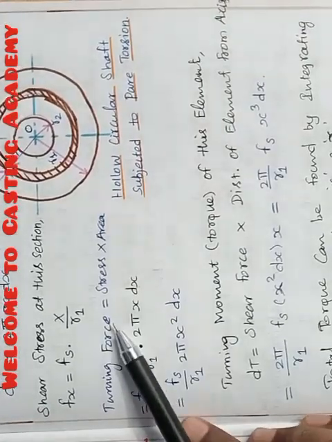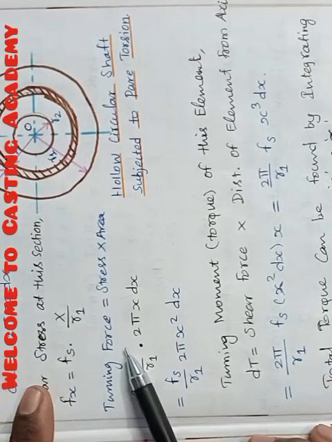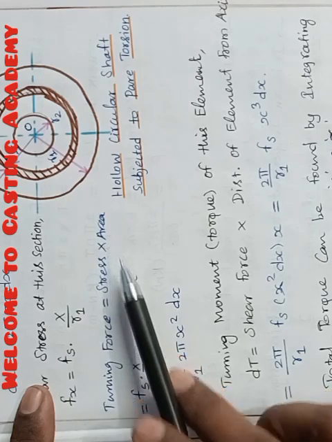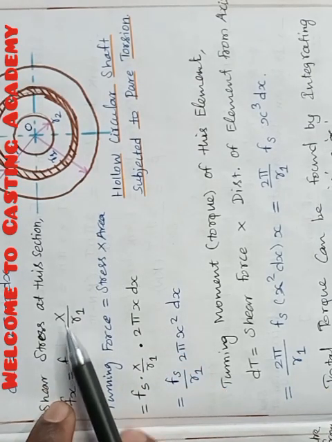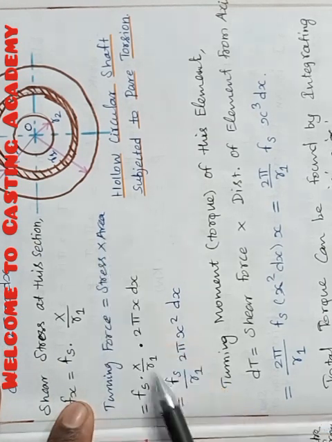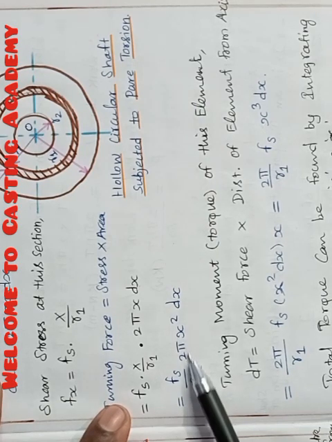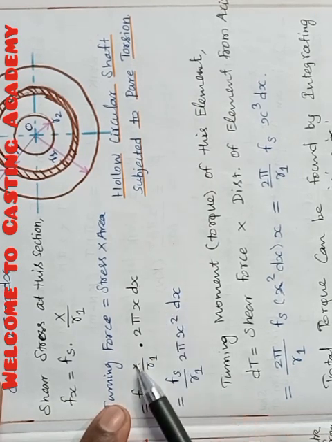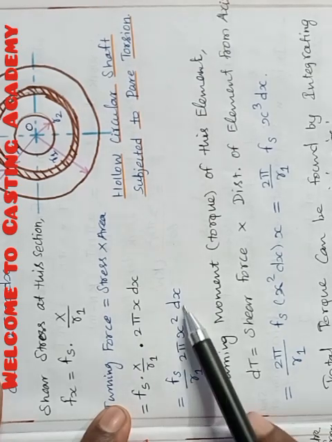So turning force equal to stress into area. The stress is Fs into x divided by r1, and the area is 2 pi x into dx. So stress into area, finally we got Fs divided by r1 into 2 pi x squared into dx, x multiplied with x gives x squared dx.